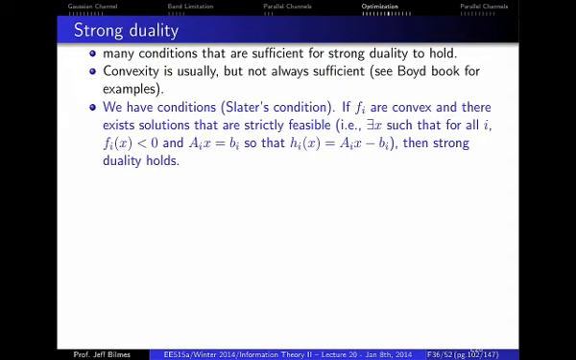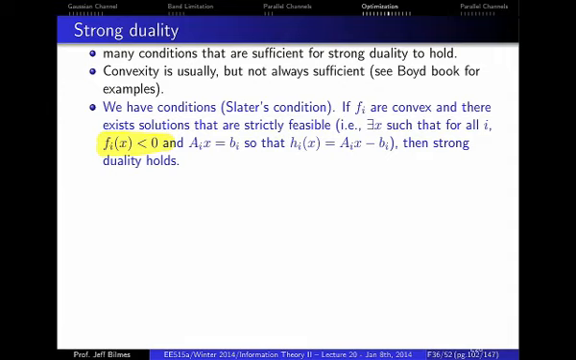Basically, Slater's condition is one sufficient condition for strong duality. It says that if the f_i's are convex, and there exists a solution that's strictly feasible, namely f_i(x) is strictly less than 0, then strong duality holds. As long as there's some x where f_i is strictly less than 0, strong duality holds.